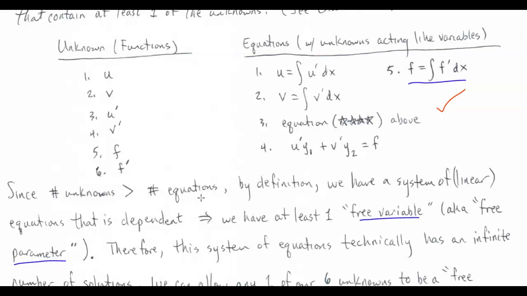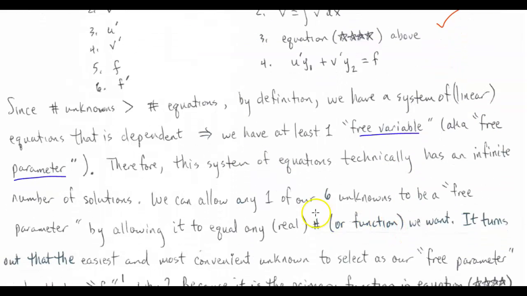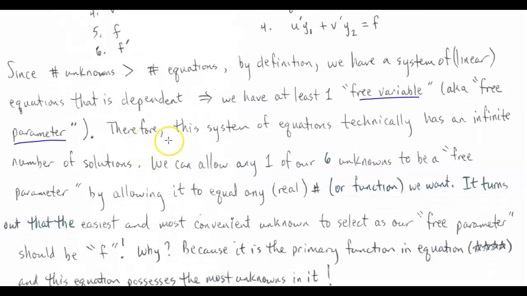Because once you set what the parameter is going to be, that's going to give you one of the many solutions that you can get from this dependent system of equations here. Okay. So therefore, this system of equations technically has an infinite number of solutions. We can allow any one of our 6 unknowns to be a free parameter by allowing it to equal any real number or function we want.